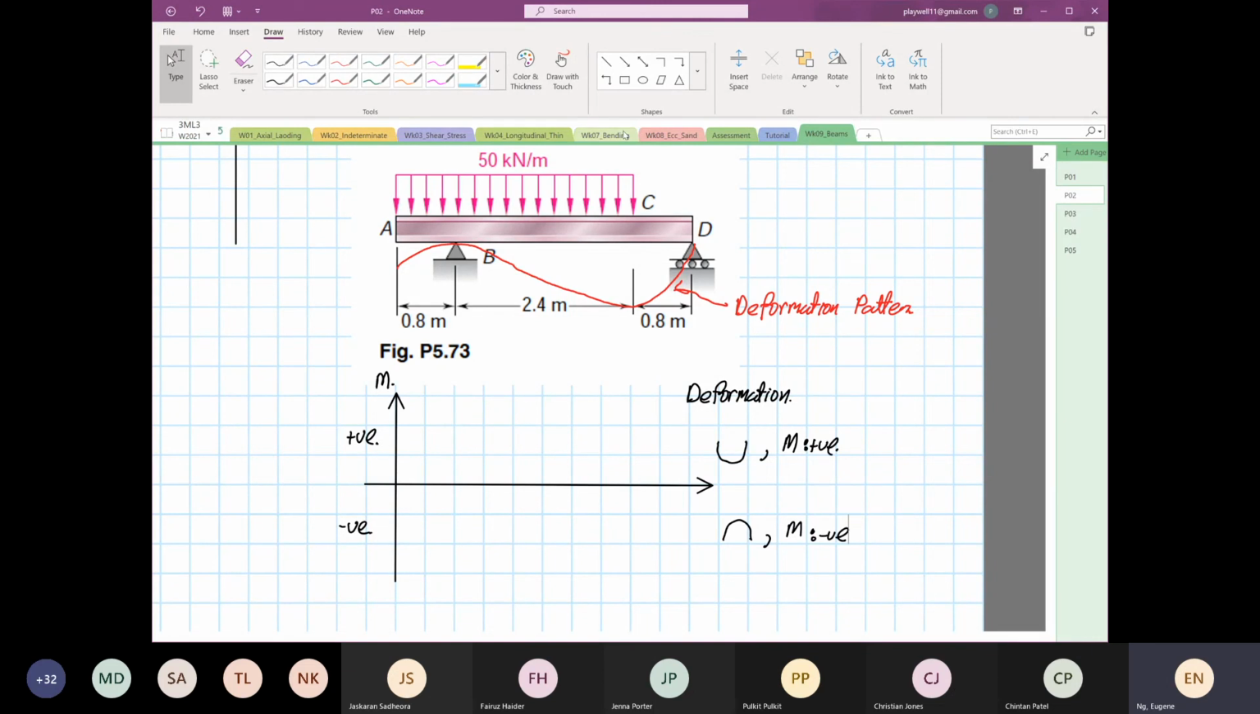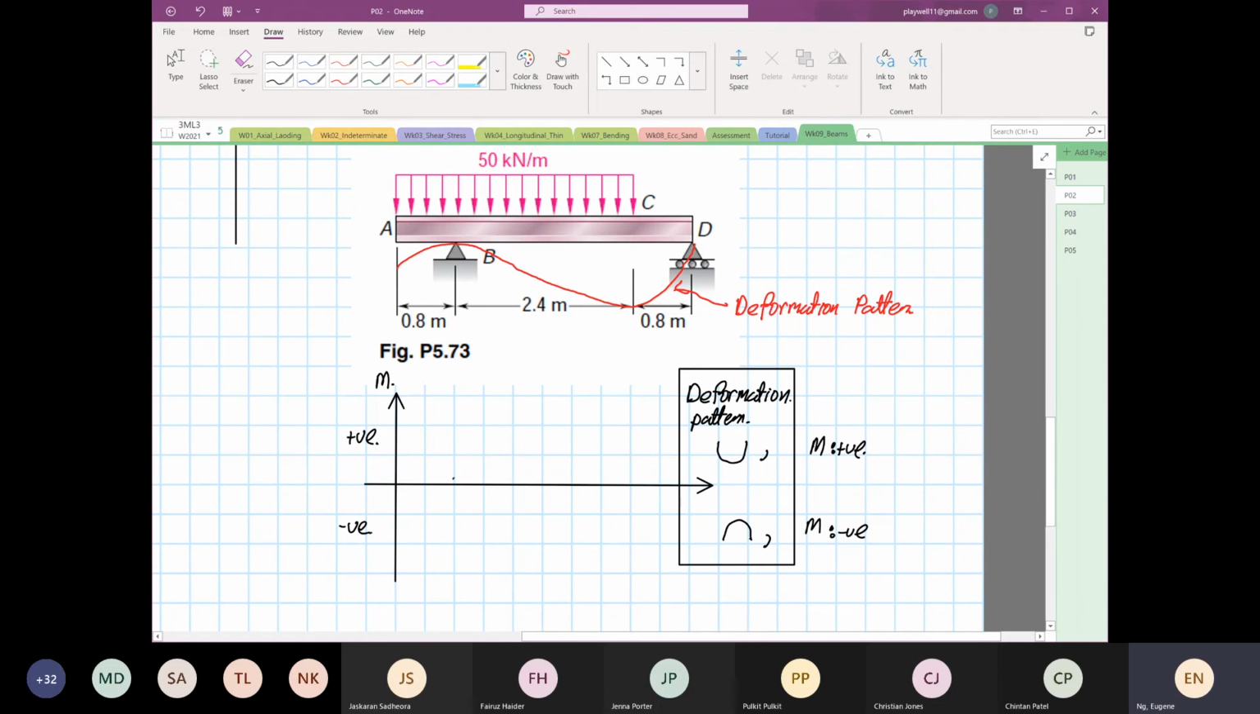This notation over here is for your deformation. So when your deformation is smiling, the moment is positive. When your deformation pattern is a sad face, the moment is negative.